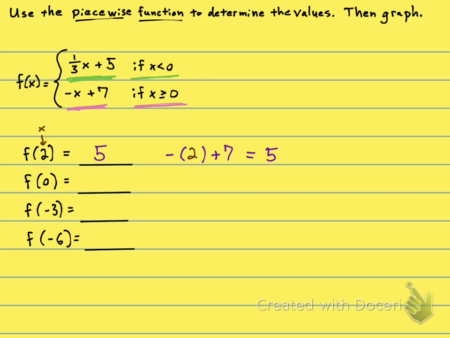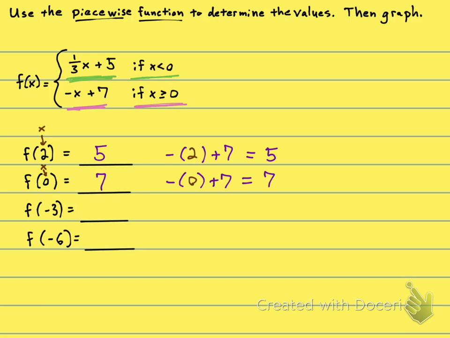All right, now let's find out what happens when x is 0. Is 0 less than 0? No. So I'm not going to use the green one. I am going to use the pink one again because 0 is greater than or equal to 0. So negative x plus 7, and instead of x, I'm going to put in a 0. So I have negative 0 plus 7 is 7. And that is my second answer there.